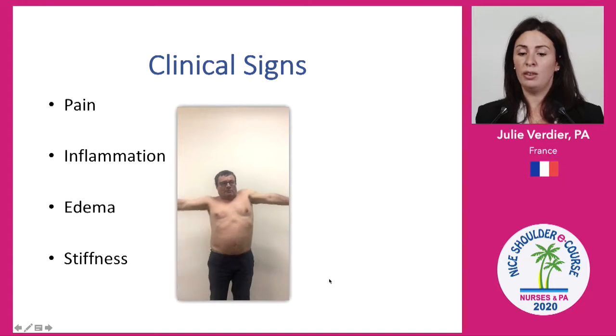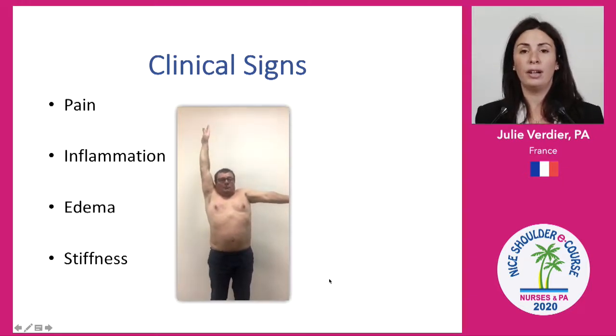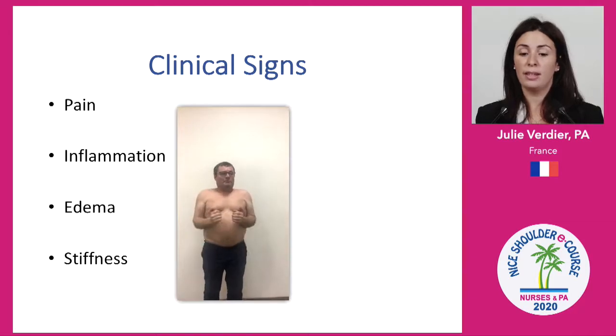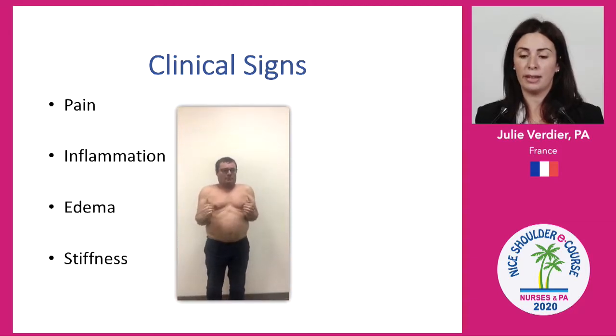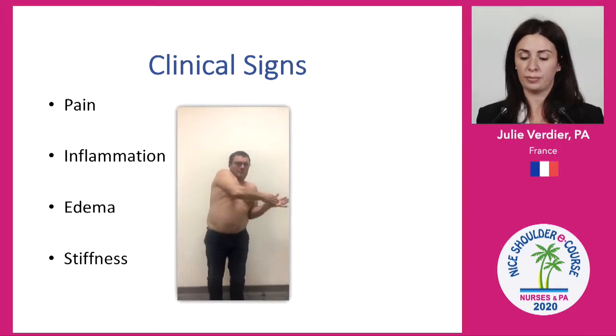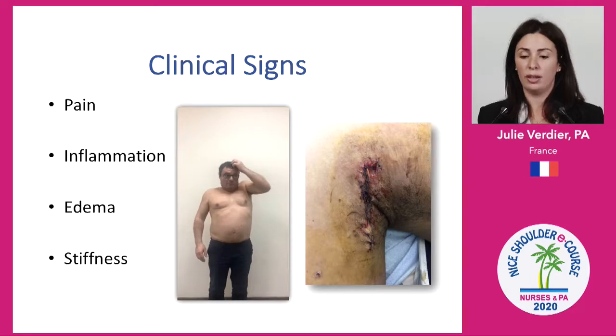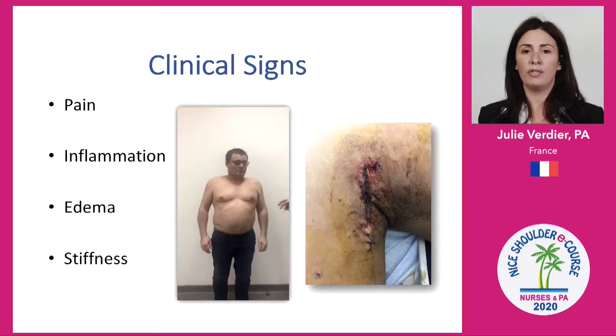The patient in the video has recently had a reverse arthroplasty on the left shoulder. He is now stiff and complains of pain. A low-grade infection should always be considered, but might not be obvious. Contrary, in the picture on the right, there is an obvious infection. There is wound dehiscence with a fistula.